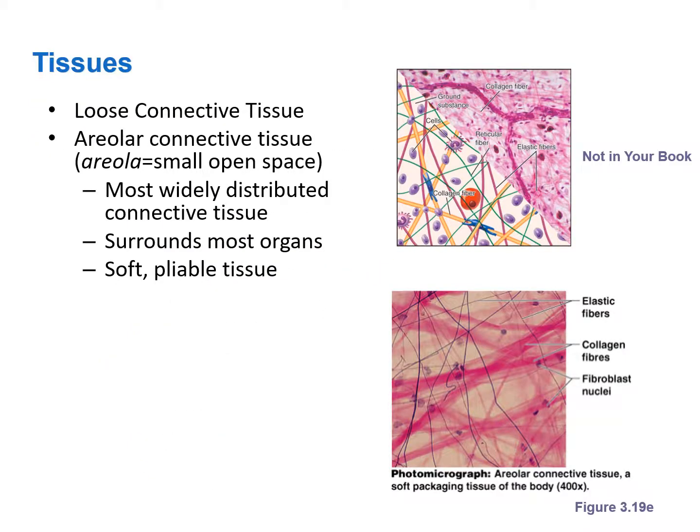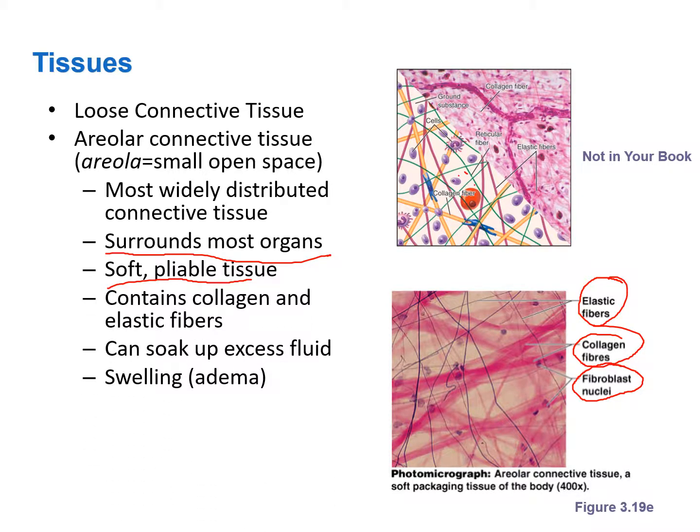And loose connective tissue, even though this isn't in your book, you have cells and fibers all dispersed in a matrix, right? And you can kind of see it in here. So this is areolar tissue. You can see elastic fibers and collagen fibers. And you also have fibroblasts, which contribute to making this tissue as a whole, right? And this is the most widely distributed tissue in the body. It surrounds most organs, and it's soft and pliable.